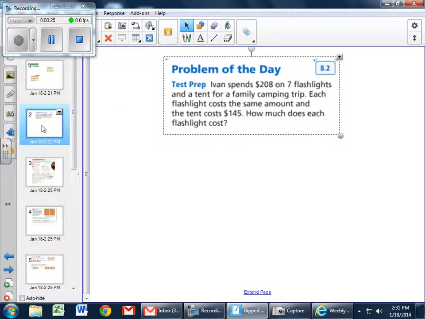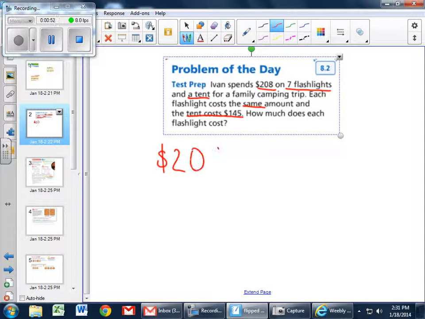If we look at our problem of the day, get our brains warmed up, review some of the stuff we've already learned this year. Ivan spends $208 on 7 flashlights and a tent for a family camping trip. Each flashlight costs the same amount, and the tent costs $145. How much does each flashlight cost? So we know that he spent $208. And we know that the tent costs $145.